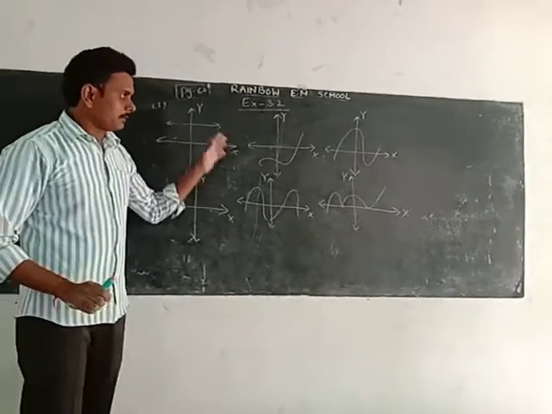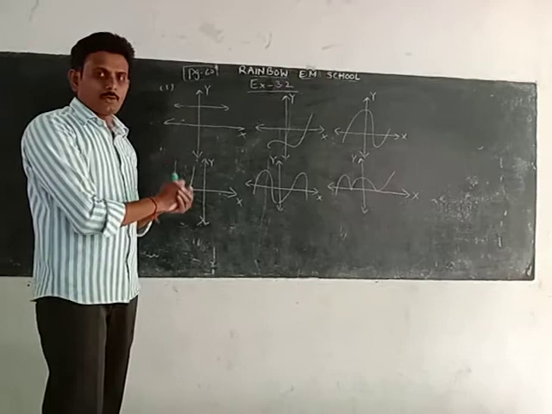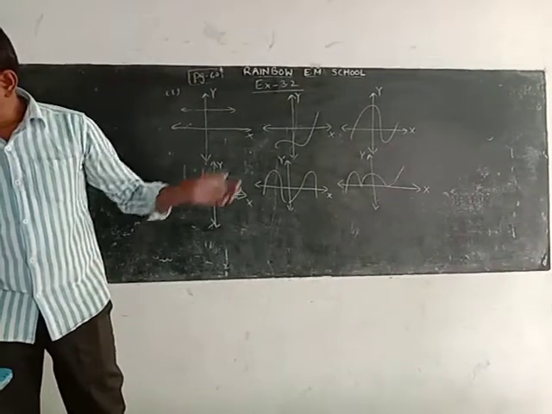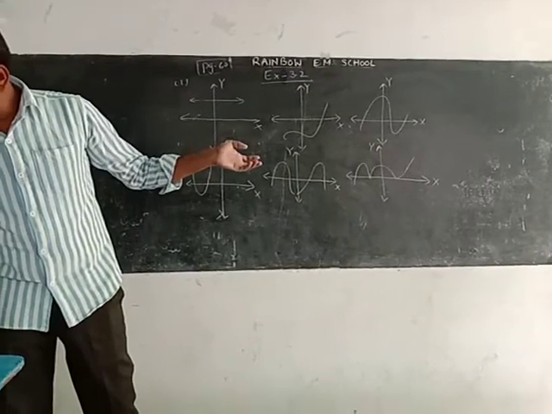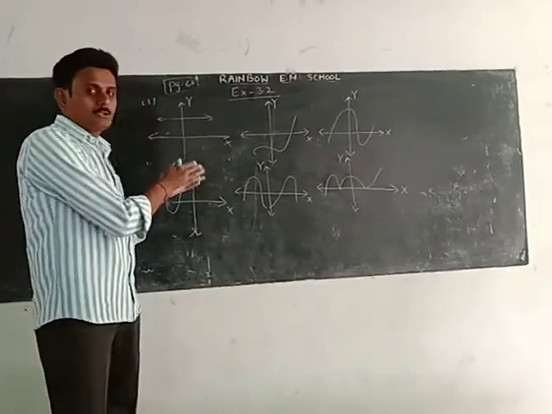If you observe here, some graph-related pictures are given to you. What is the question here? Here the graph of y equal to p of x is given to you for some polynomial p of x. In each case, how many zeros are there? How many number of zeros are there?